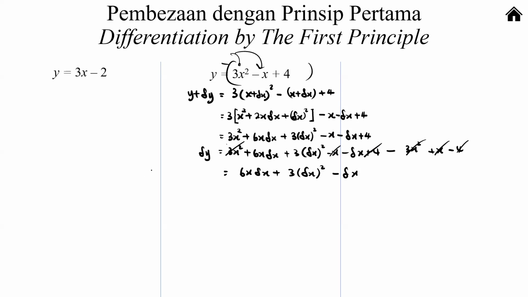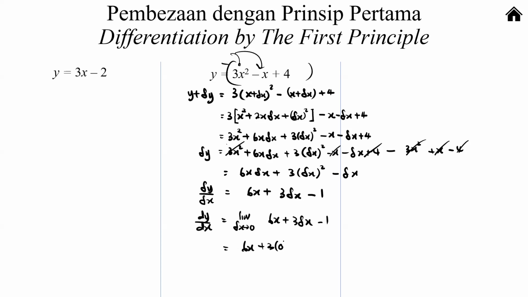What is your objective? Del y by del x. Del y over del x equals 6x plus 3 delta x minus 1. And next, our objective is to find the differentiation dy by dx. That is when we take the limit as delta x approaches 0 of 6x plus 3 delta x minus 1. So now 6x plus 3 times 0 minus 1. So the answer is 6x minus 1. That is our differentiation by first principle.